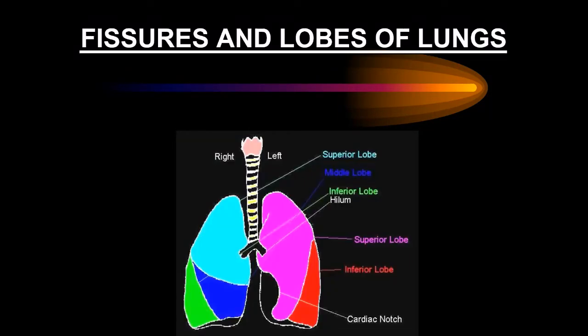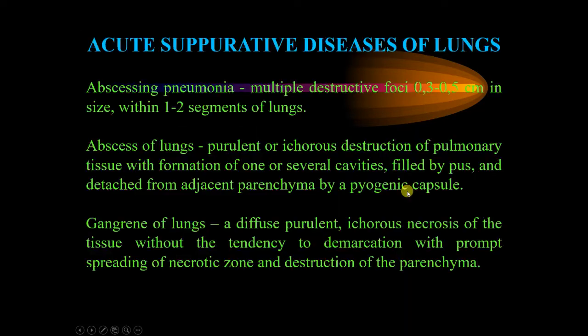Fissures and the lobes of the lungs. The right lung consists of three lobes: the superior lobe, the middle lobe, and the inferior lobe. The left lung consists of two lobes, the superior lobe and the inferior lobe. And in the left lung there are the cardiac notch and hilum.